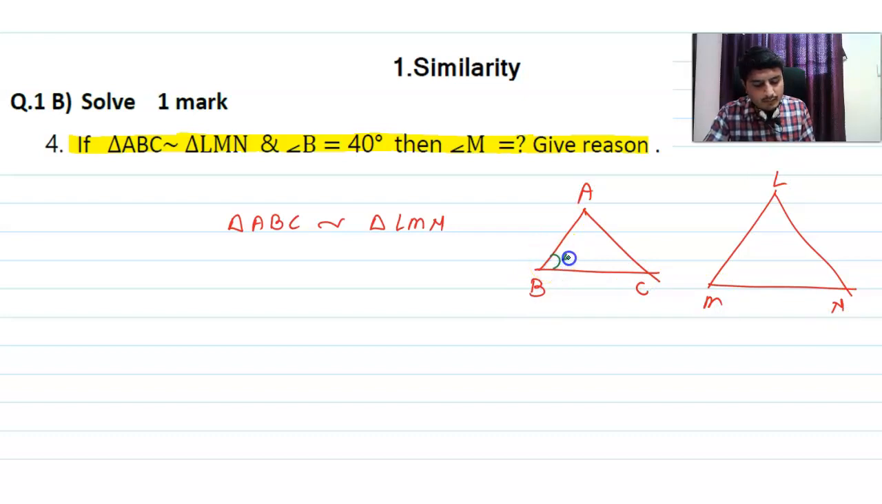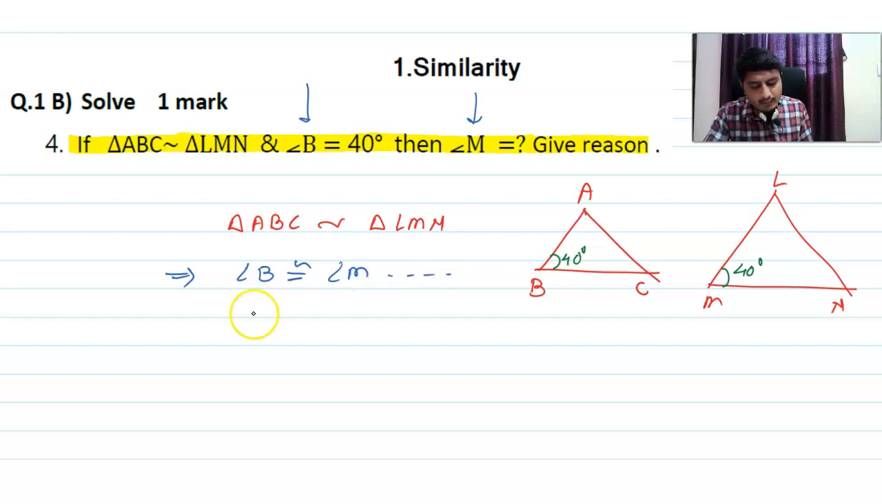We are given angle B equals 40 degrees. Now we know that once triangles are similar, their corresponding angles are congruent. So angle B is congruent to angle M, both having the same measure, 40 degrees each. To evaluate M, we have been given the value of angle B, so we write one pair of corresponding angles to be congruent. The required angles are only B and M. So angle B is congruent to angle M.